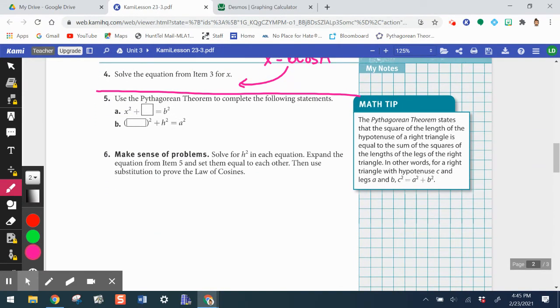Now we're going to chunk item 5 by itself. So pause the video, complete item 5 on its own. And I understand we're dealing with a lot of variables here.